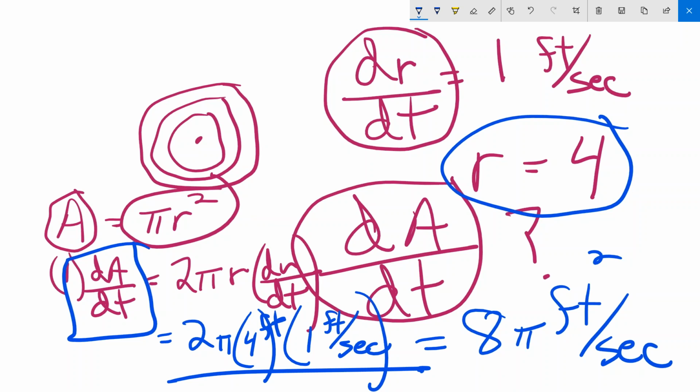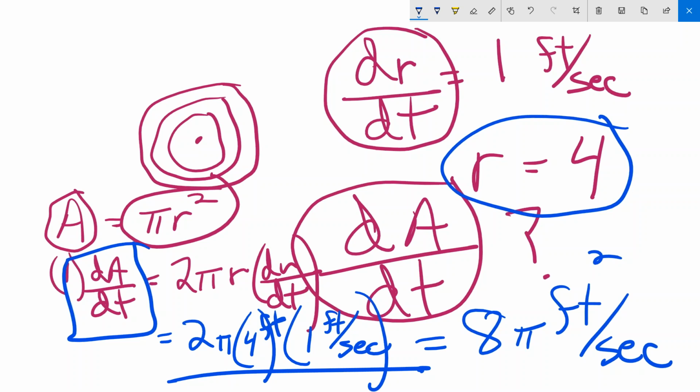That's right. So this is called a related rate problem because you know one rate. In other words, you know how the radius is changing, and you're trying to figure out a different rate. You want to know how the area is changing when the radius is a particular value, because the area is going to change differently depending on what r is. If r is 5 feet, the rate of change of the area is not 8 pi, it's 10 pi.